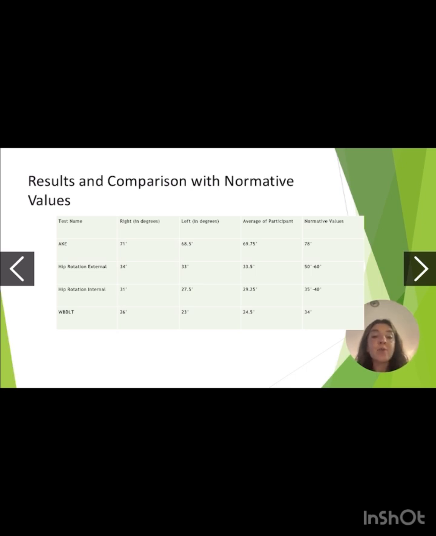The average was 69.75 degrees, but the norm is 78 degrees. This shows that she is 8.25 degrees below, indicating a need for improved hamstring flexibility. It is also noted that her left side is less flexible.